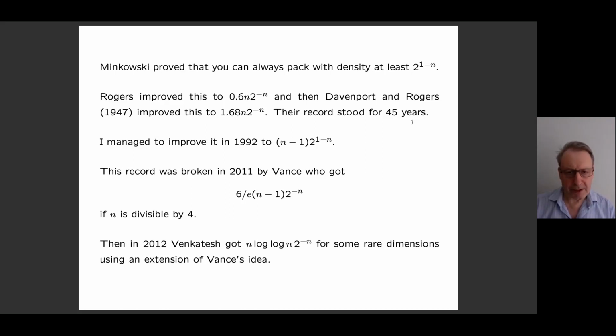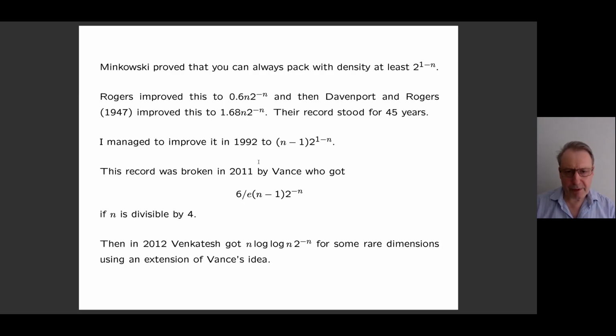And their record actually lasted quite a while. And the result I'm going to tell you about, something I proved in 1992, improves the constant a little bit further. So you see this n minus 1 is basically the same as n, but there's a different constant here. It's a 2 instead of 1.68. So that's what I'm going to talk about.